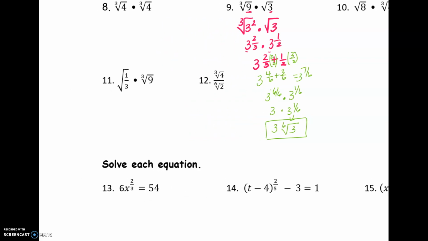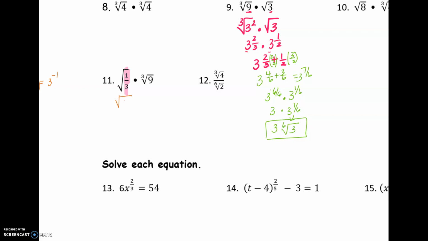Okay, let's go ahead and do number 11. Number 11 is the square root of 1/3 times the cube root of 9. Okay, so we have some things we have to remember. We need to get this into a base that is not a fraction, this 1/3. So let me remind you over here that 1/3 is equivalent to 3 to the negative 1 power. If I move this up, that's 3 to the negative 1 power.